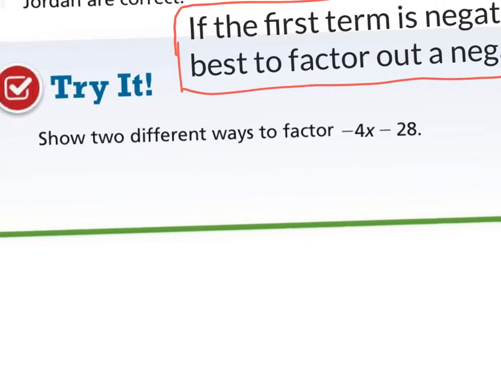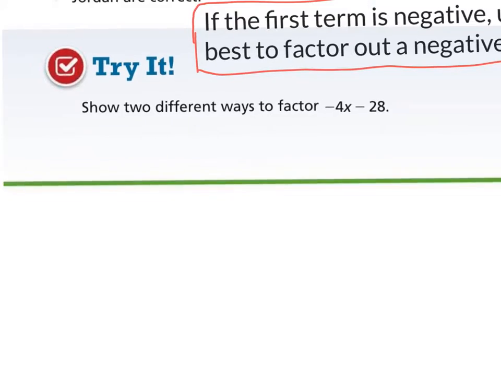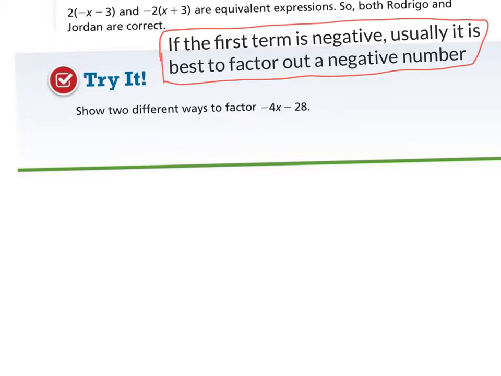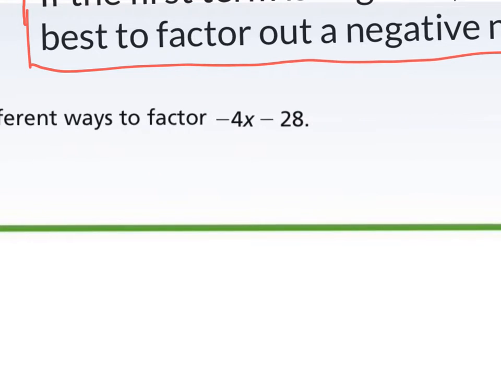So if we look at the try it, they want us to find 2 different ways to factor negative 4x minus 28. So if we're going to do this, before you get started, if it helps you out, you can add the opposite here. Make it negative 4x plus negative 28. Like I said, long term, it's maybe going to be easier for us if we factor out a negative number. Ignore the negatives for a minute, but then see how that negative 4x is a negative number to start out with. So we may want to actually factor out a negative number with this one.